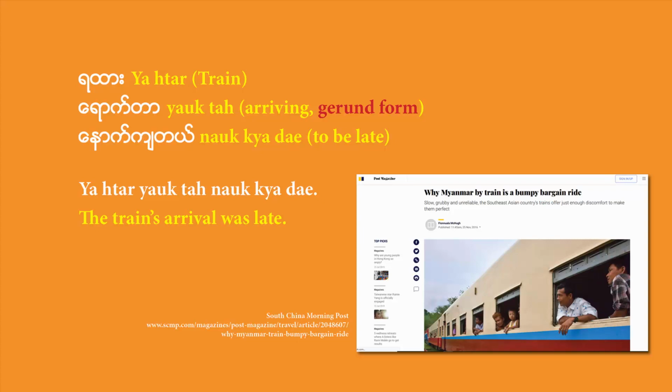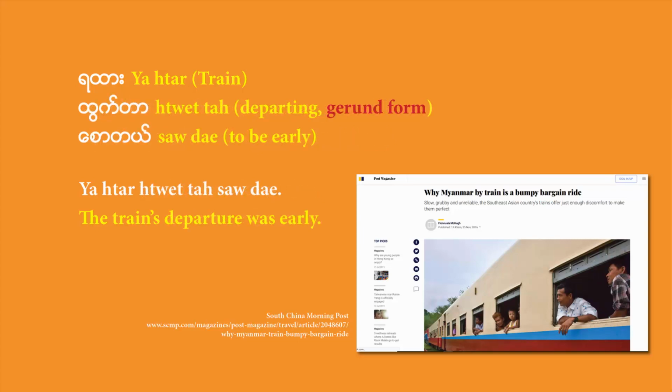Now you can follow it up with naukjade. Yata yaukta naukjade. That means the train arriving or the train's arrival was late. What if you want to say the train's departure or the train departing was early? To depart is twet. So if you say yata twette, that means the train departs. But instead, if you say yata twetta, that means the train's departure or the train departing.